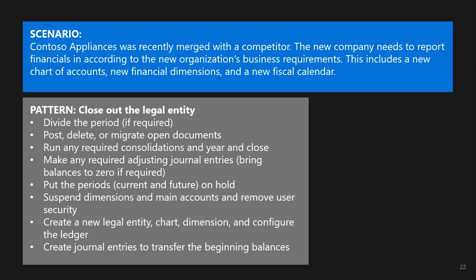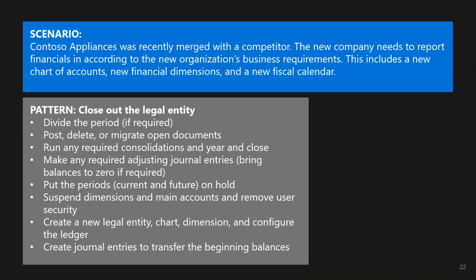A number of steps that you're going to want to go through, but you might need to divide that period. If this acquisition or merger happened mid-period, you can divide the period if need be to do a mid-month period close. And then you can post, delete, or migrate all of your open documents. If you've got open POs or open sales orders or open production orders or anything like that, you're going to want to migrate those into the new legal entity.